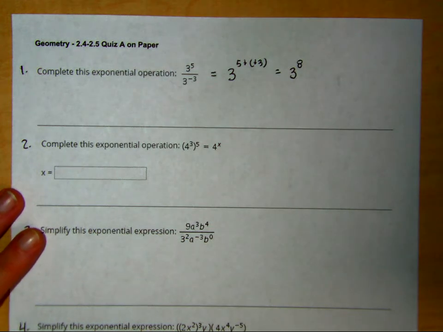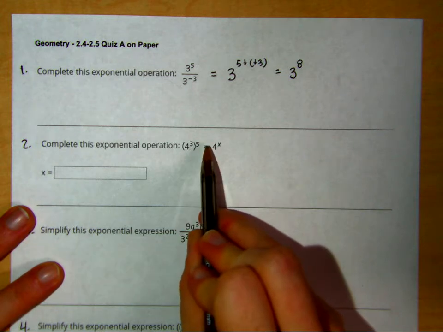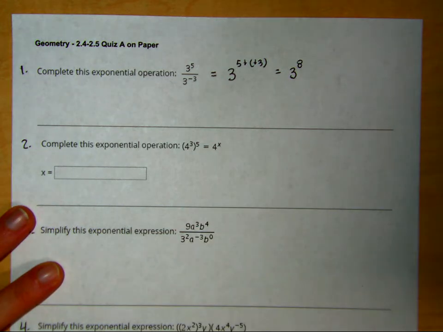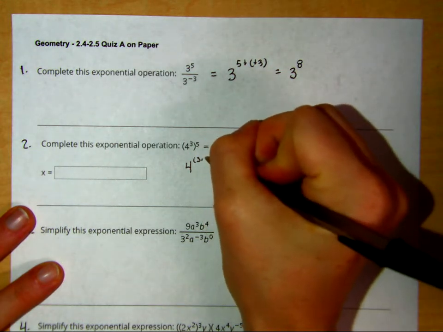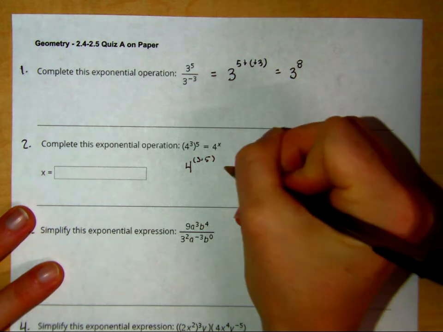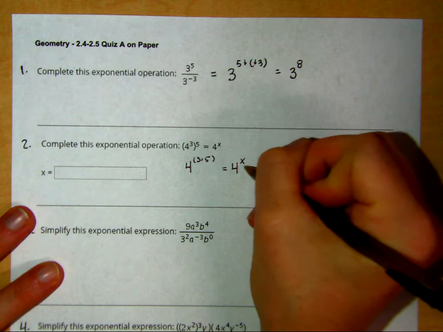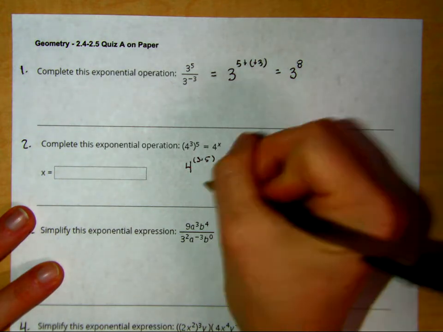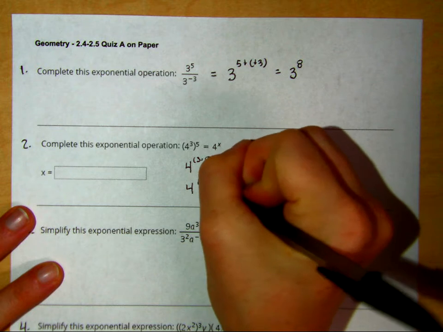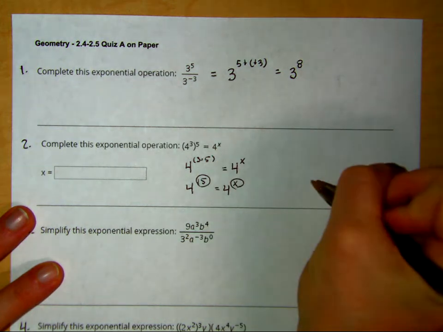Okay, so for number 2, we have a power raised to a power. When we have a power raised to a power, we multiply our exponents. So we have 4 to the 3 times 5 power, and that's going to equal 4 to the x. So we're just trying to solve for what that exponent is. So 3 times 5 equals 15, so our x equals 15.